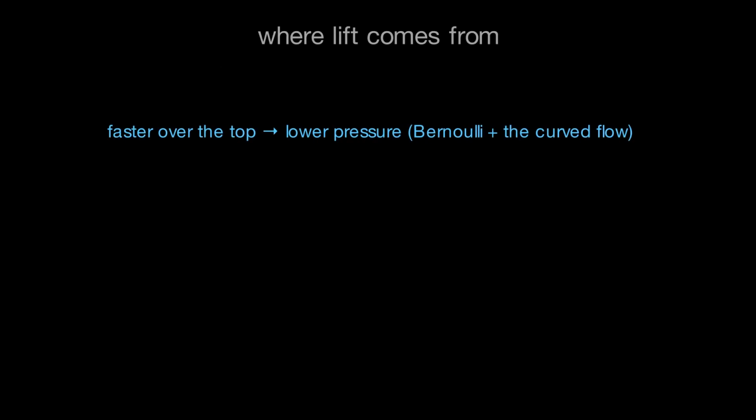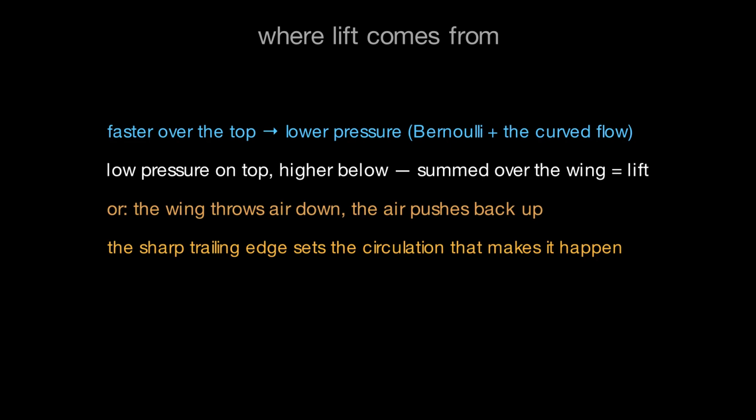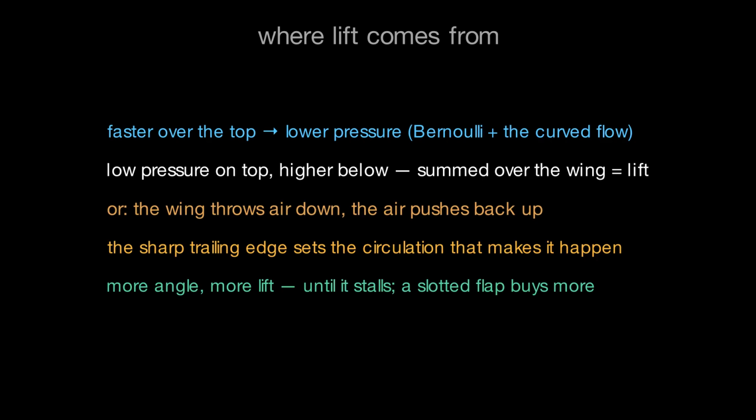So, let's pull it together. The air runs faster over the top, so by Bernoulli and the curve of the flow, the pressure up there drops. Low on top, higher below. Summed over the wing, that's the lift. Read it the other way. The wing throws air down, and the air pushes back up. What starts it all is the sharp trailing edge, setting the circulation around the wing. More angle gives more lift, until it stalls, and a slotted flap buys you more. That's all for this video.